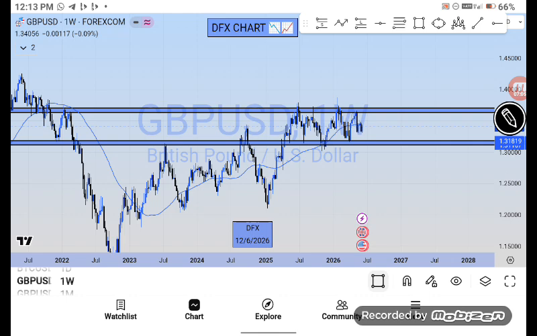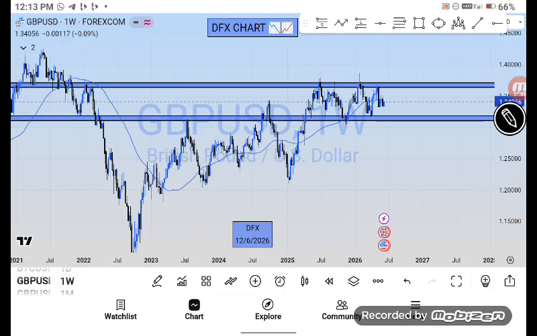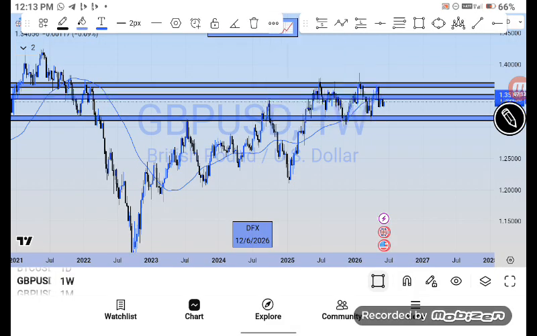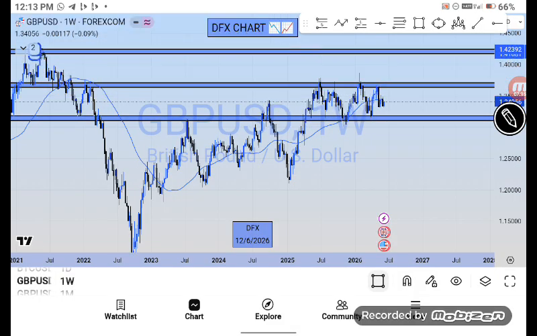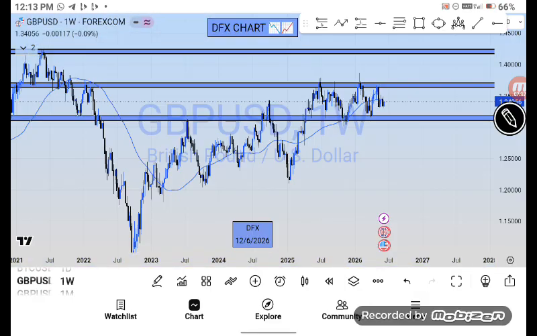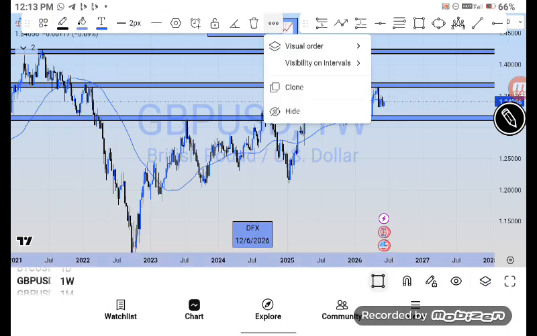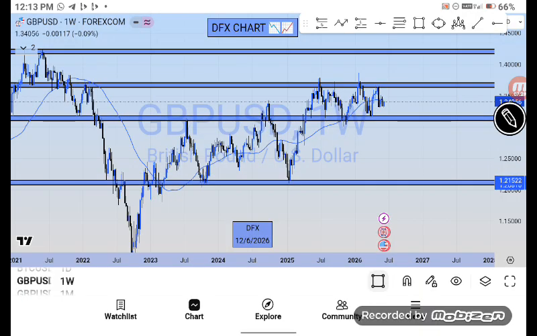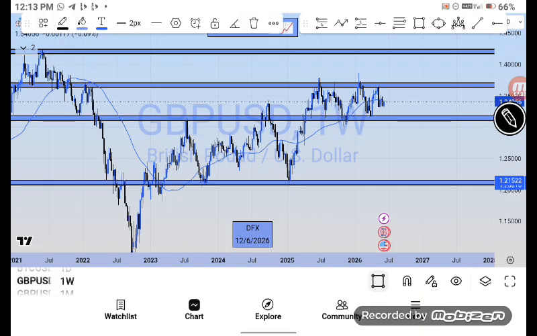All right, very simple, just the obvious ones. Clone. We have another one here. I've seen it. This is how I draw my support and resistance levels. Just the obvious ones. You don't need to stress anything.